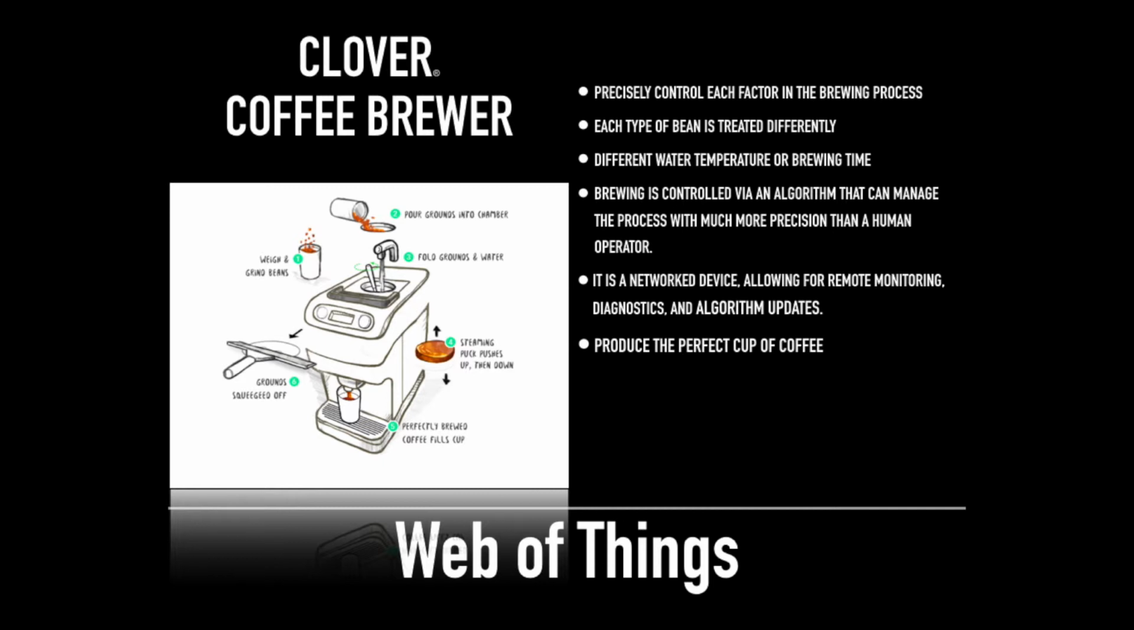This high-end coffee brewer was designed to precisely control each factor in the brewing process to produce the perfect cup of coffee. Each type of bean is treated differently, with different water temperature or brewing time. Brewing is controlled via an algorithm that can manage the process with much more precision than a human operator. The Clover is also a network device, allowing for remote monitoring, diagnostics, and algorithm updates.